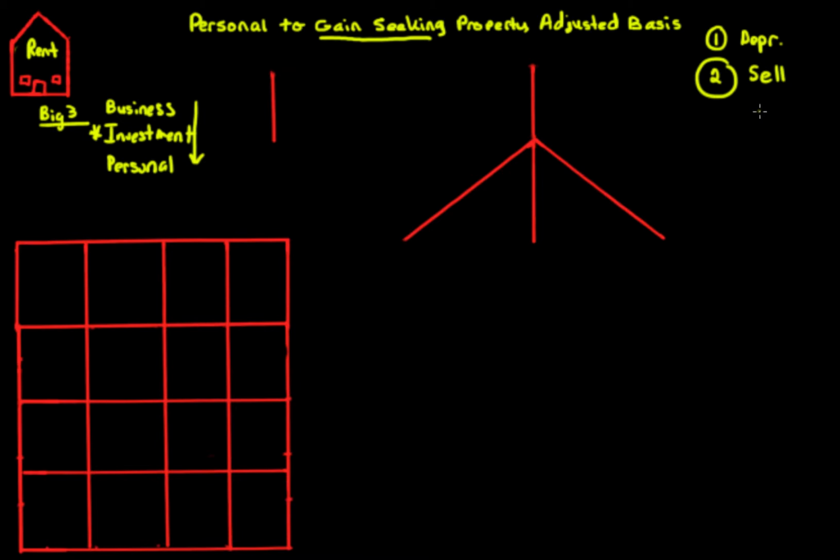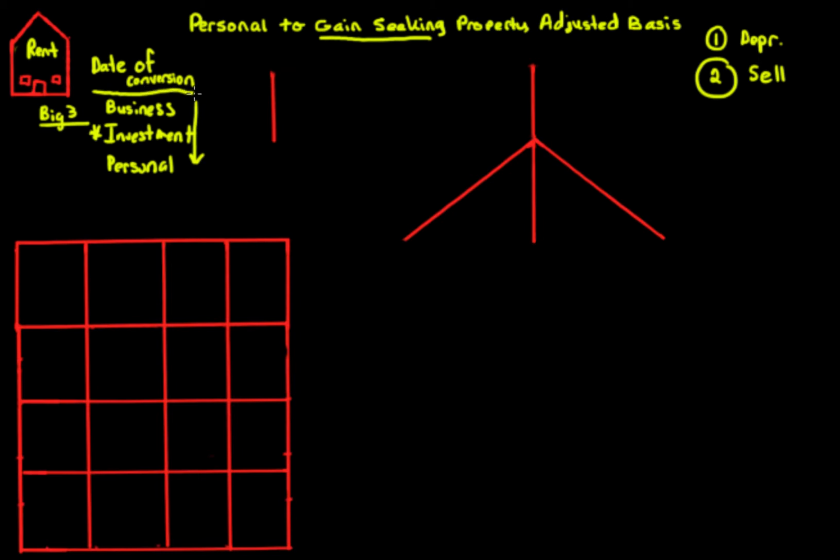Okay, so the general rule is that you're going to take the lesser of the adjusted basis or the fair market value at the date of conversion. So all the dates that we mention here, unless I specify otherwise, are date of conversion. Conversion being when you switch your activity from personal, the house was personal, to an investment property. That's what we mean by conversion.